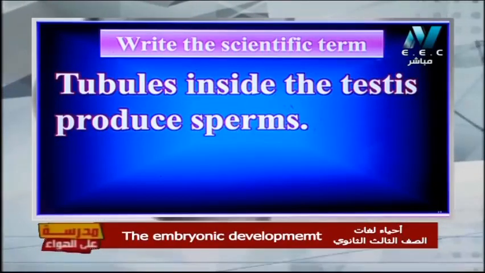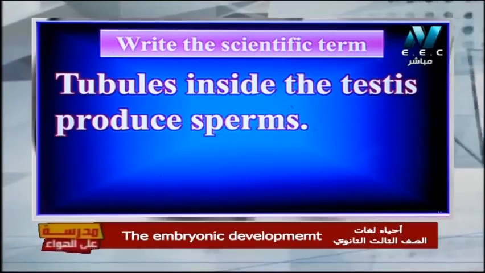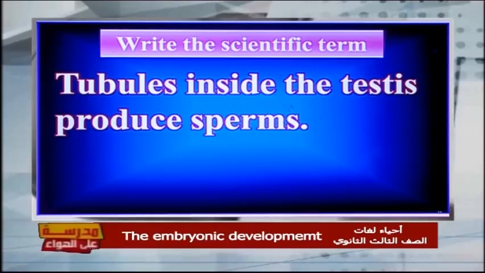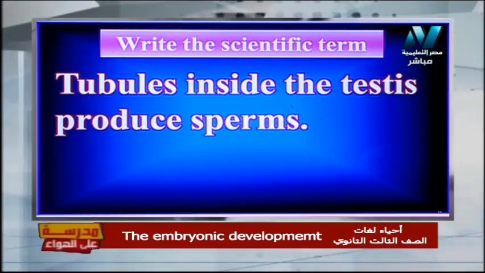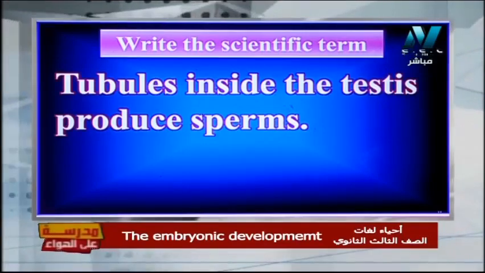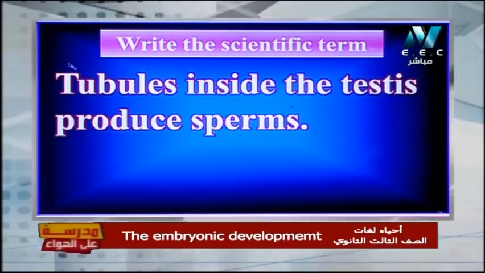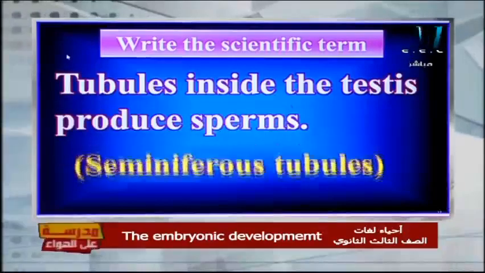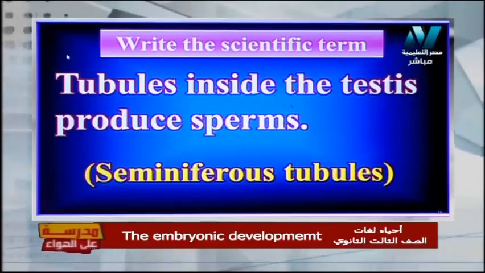Tubules inside the testes produce sperms. بيتكلم عن tubules produce sperms. ممكن يقول لي tubules affected by the FSH hormone. ممكن يقول لي tubules inside the testes produce sperms and affected by FSH hormone. يبقى باختصار دي اسمها seminiferous tubules.